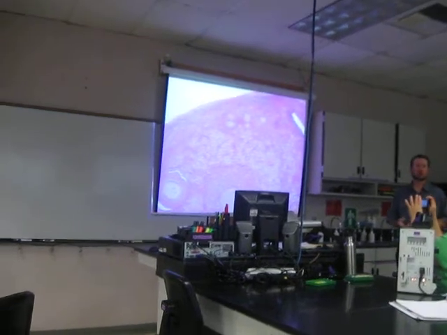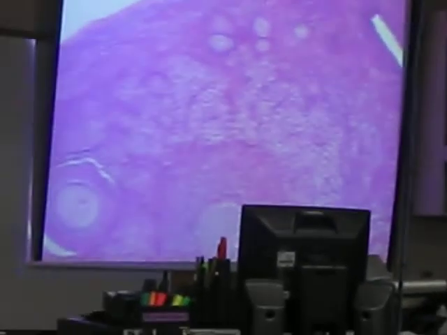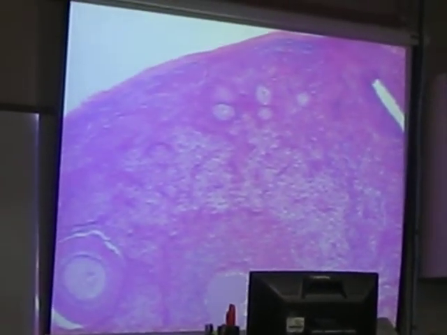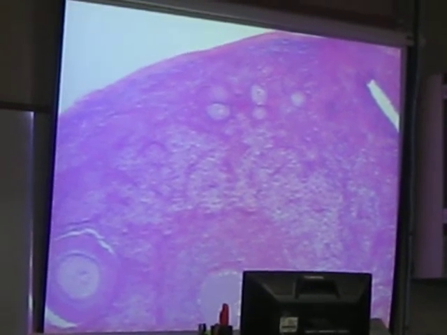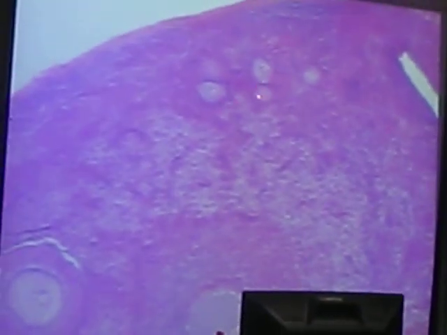The first two slides you're going to be looking at are the ovaries. What you're basically looking for is to identify the different levels or different stages of follicle maturation. We'll start first with the simplest one. These are your little primordial follicles.